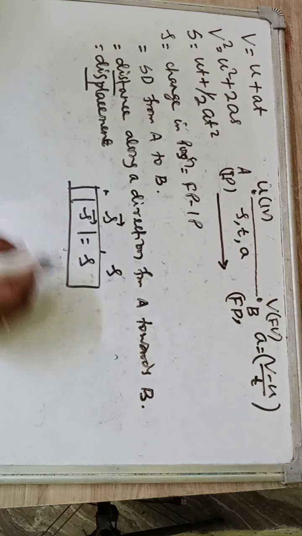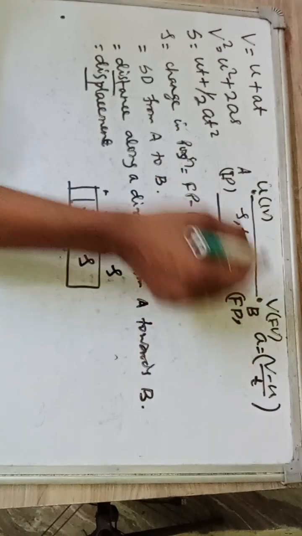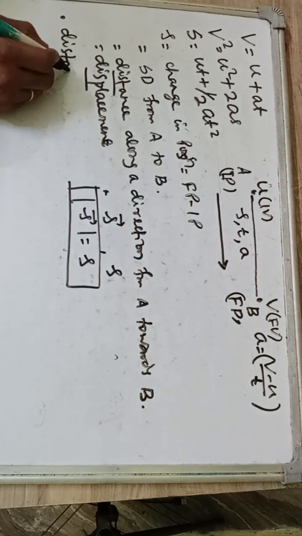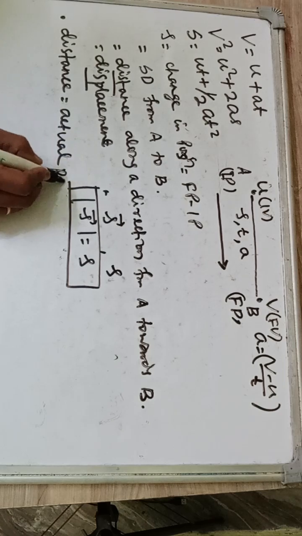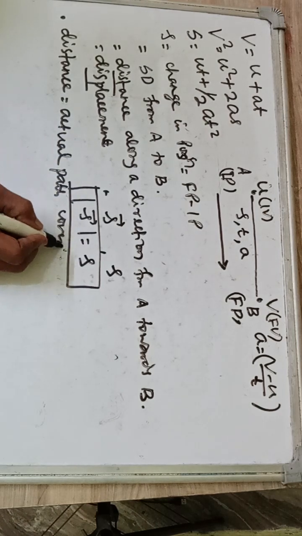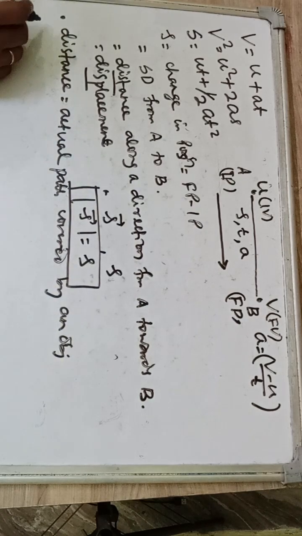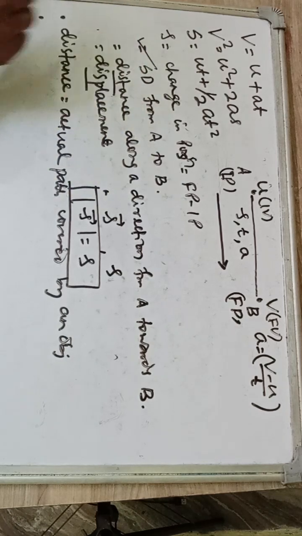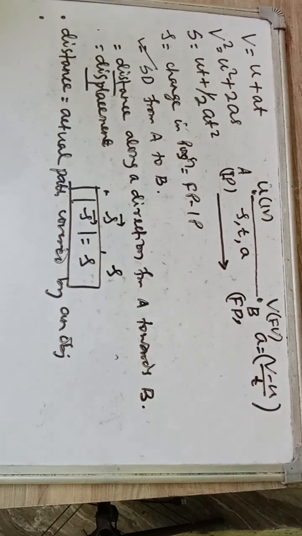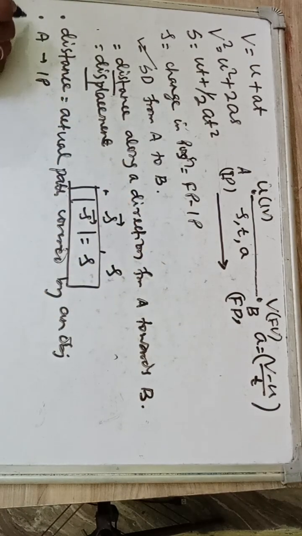So distance is the actual path. Distance is the actual path covered or traveled by an object, whereas displacement is the shortest distance from the initial position to the final position. So here A is our initial position and B is our final position.